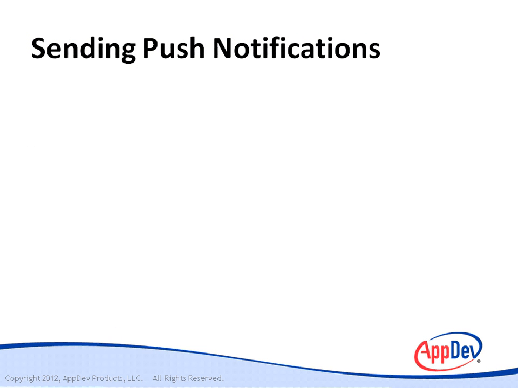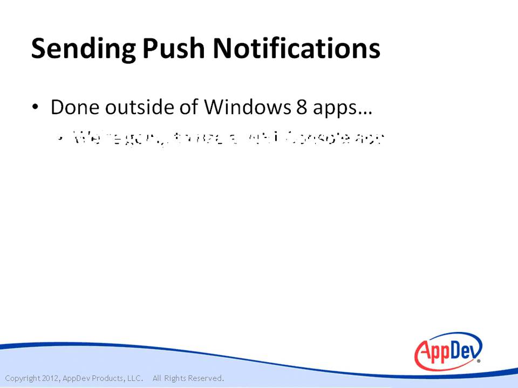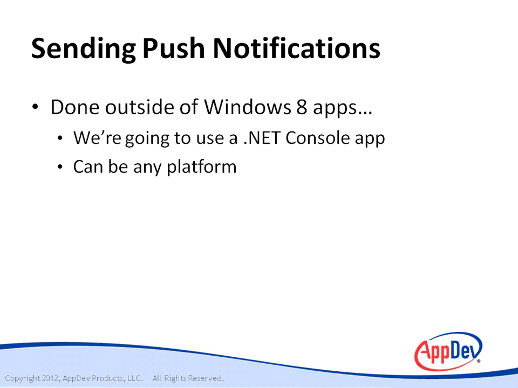Now we're going to look at how to send push notifications, and this is done outside of Windows 8 apps. In the specific demo we're going to use, I'm going to use a .NET 4.5 console application. But you can use any platform. These are all based on open standards. It's just an HTTP call.